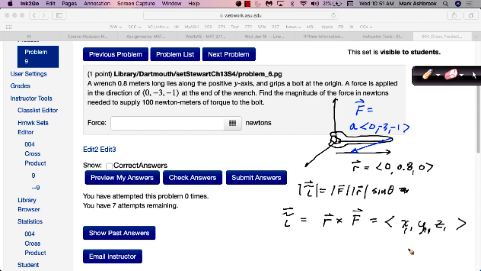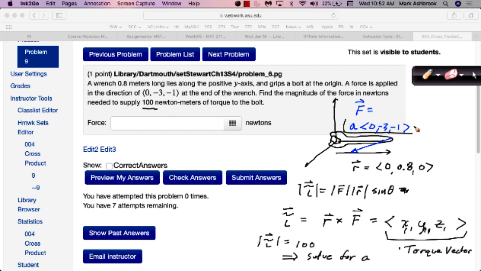And once I have that, then I want the magnitude of F, which is this whole vector with the A multiplied. So what do you do with your resultant vector from the cross product? That's the torque vector. It's going to have A's in it, right? What do we know about the torque vector? We're more interested in the magnitude of it, right? What's the magnitude of that? It's given as 100. So based on the fact that we know that it's 100, we could solve for A. And given A, we know F, and then we can figure the magnitude of F.